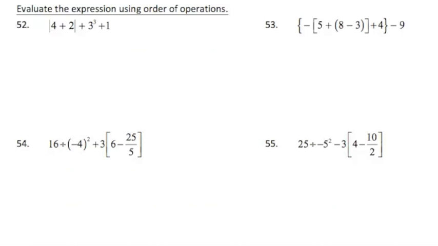Next problems we'll take a look at are problems 52 through 55, where we're evaluating the expression using the order of operations. And I'm actually going to do some of these problems, and then I'm going to have you pause the video player and work some of these yourself. So I'll start by doing 52.